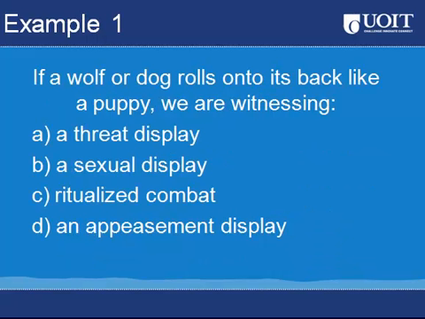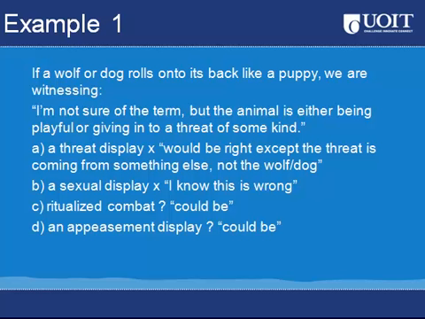Now we're going to review two examples of multiple choice questions. If a wolf or a dog rolls onto its back like a puppy, we are witnessing A, a threat display, B, a sexual display, C, a ritualized combat, or D, an appeasement display. So what we're probably thinking is, I'm not sure of the term, but the animal is either being playful or giving in to a threat of some kind.